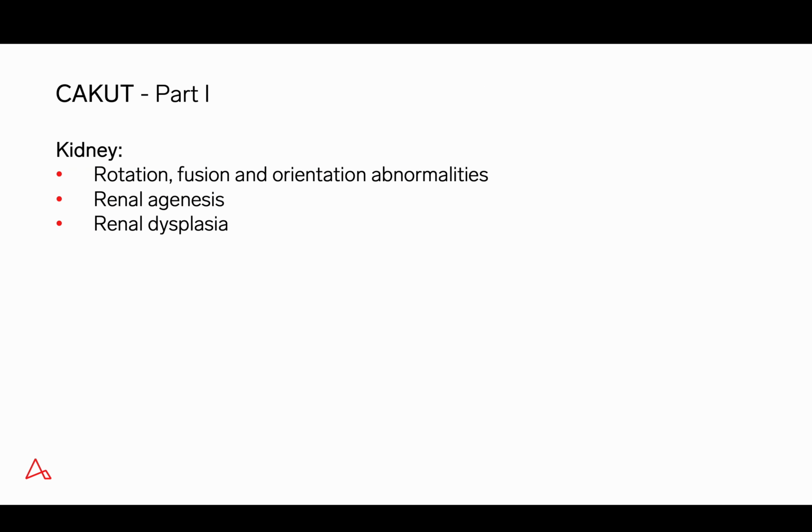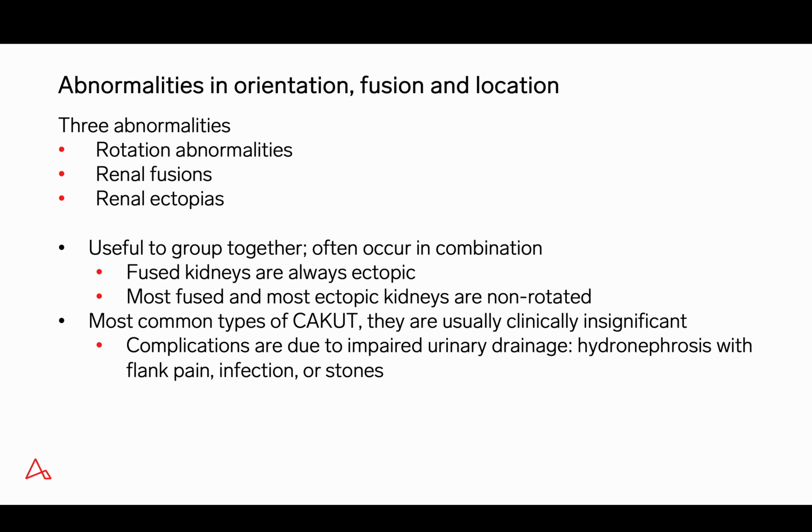Okay, let's discuss some of the individual CAKUT malformations. I'm going to begin with 3 abnormalities: rotation abnormalities, fusion abnormalities, and renal ectopia. I find it useful to group these together because they often occur in combination. For instance, fused kidneys are always ectopic, and most fused and most ectopic kidneys are non-rotated.